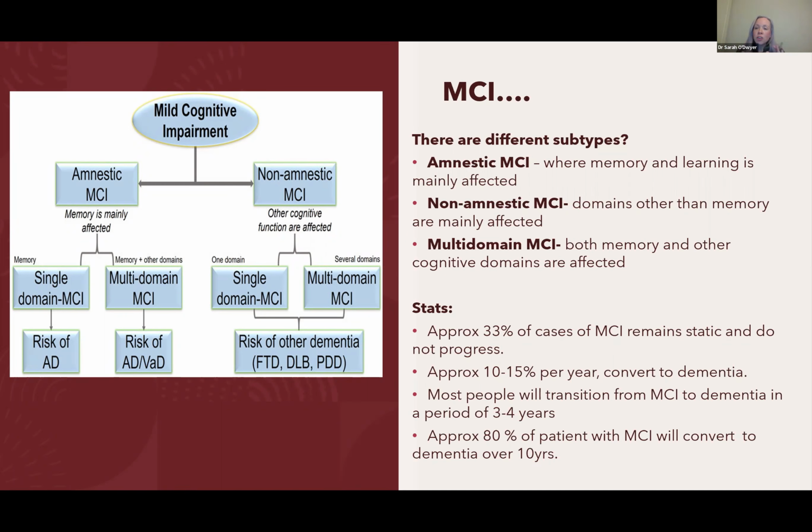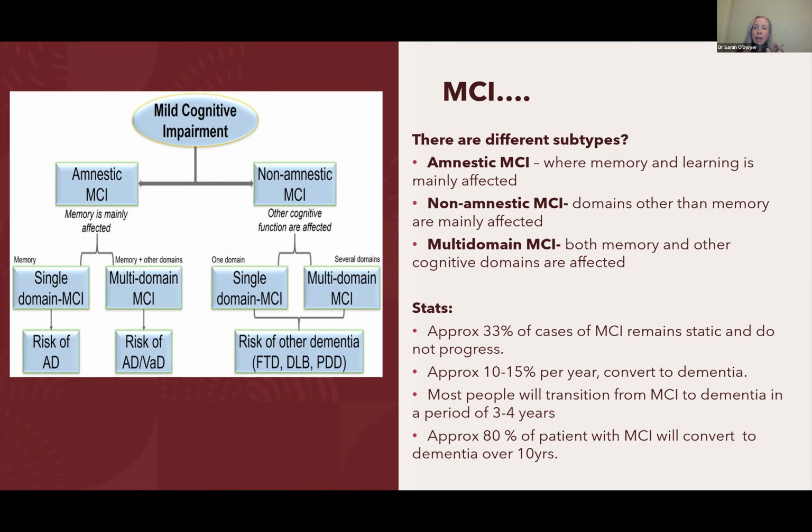So approximately 33% of cases of mild cognitive impairment will actually just remain static and they won't progress. And even though you could do repeat testing every year, they stay relatively steady. There is also a portion who will actually revert back to normal functioning because they may have had reversible factors playing a part, like low vitamin D levels or a combination of medications that were impacting on their cognition. And when those culprits are removed, their cognition improves.